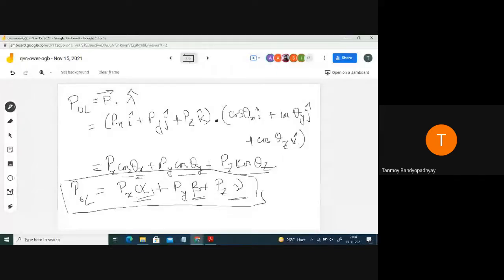Next we'll be doing the problems now. So just write down cos theta x, cos theta y, and cos theta z. They are the direction cosines along the vector Q, or just write down line OL. That can be any direction, that can be any vector. Clear?